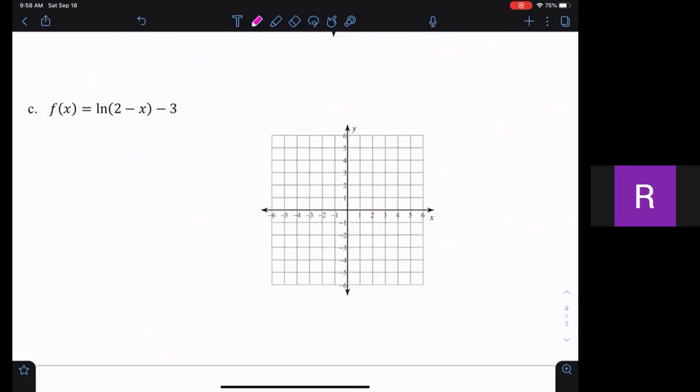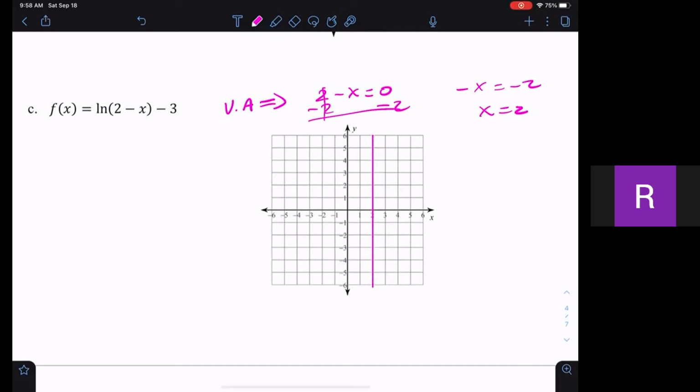Here you have a logarithm function. So that means you have a vertical asymptote somewhere, right? And the vertical asymptote is basically 2 minus x equals 0. You can subtract 2 on both sides, it's up to you. Negative x equals negative 2, x equals 2, right? So the vertical asymptote is going to be at 2.